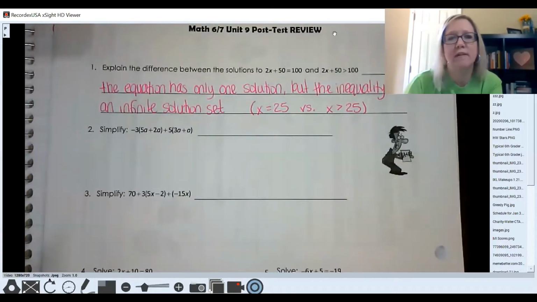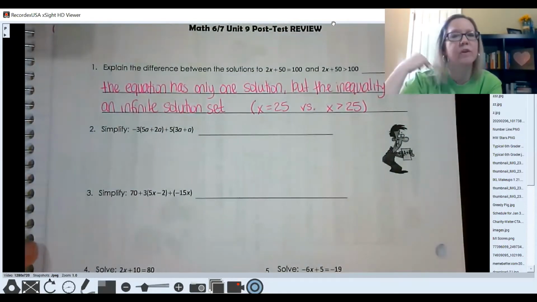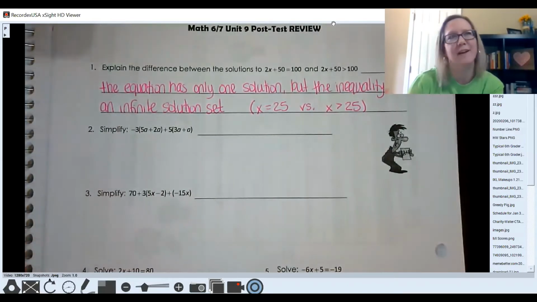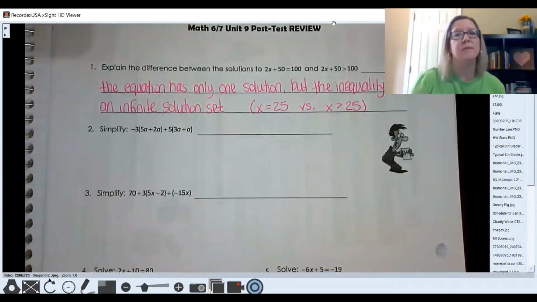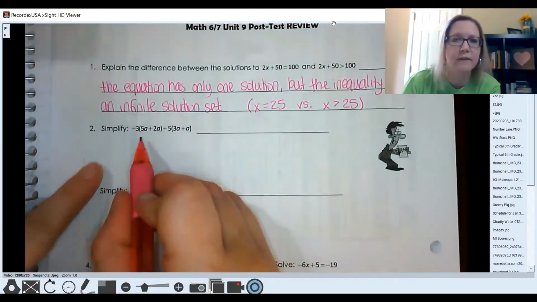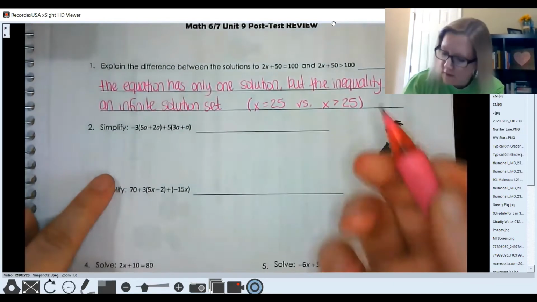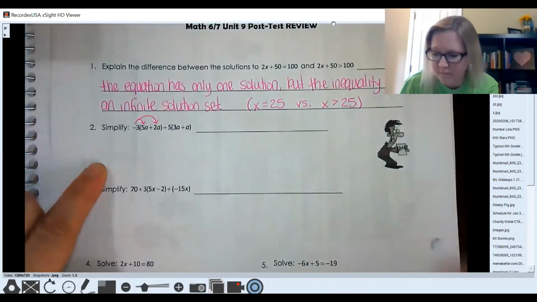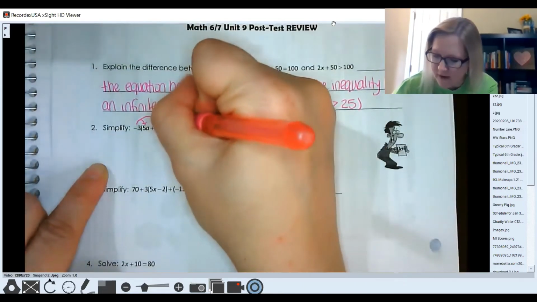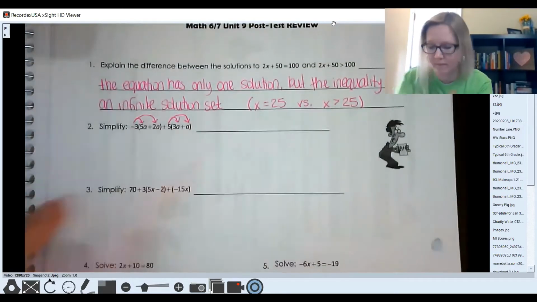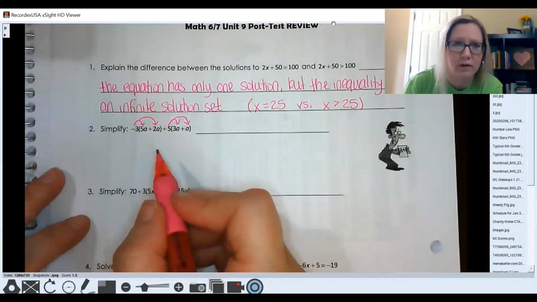Okay, now we're moving on to simplifying expressions, and the biggest issue we tend to have on these is making mistakes with negative numbers. So on number 2, what we're going to do first is apply our distributive property. I'm going to multiply -3 times every value in the parentheses here, and then I'm going to multiply the 5 by each of these values here. Now I'll show you another way you could also solve it.